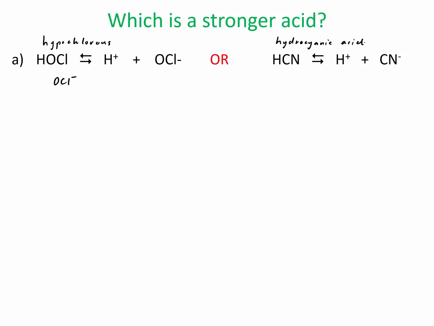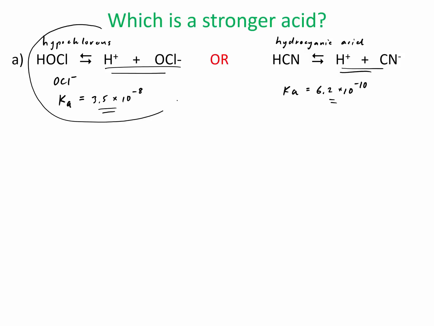Well, we have to go look at our appendix D, and we find that the Ka for hypochlorous acid is 3.5 times 10 to the negative 8th, and the Ka for hydrocyanic acid is 6.2 times 10 to the negative 10th. It's pretty easy to tell that this is greater than this. So this side will make a little bit more ions than hydrocyanic acid. The stronger acid then is going to be hypochlorous acid. So this one is stronger.